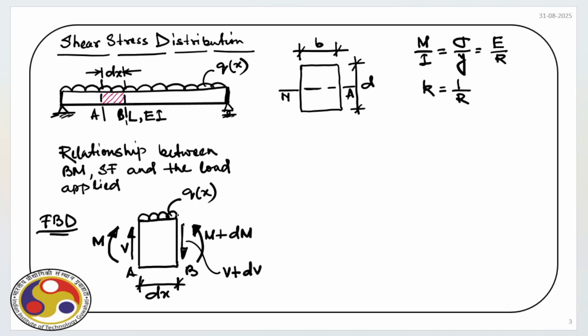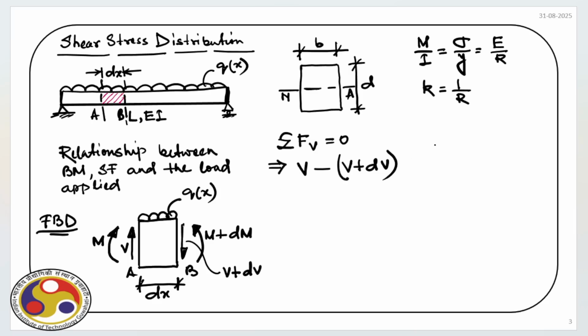Now we can satisfy the equilibrium condition. So let us first consider all the forces acting along the vertical direction and sum them up, and the summation will be equal to 0 because of the equilibrium along the vertical direction, right? So what are the vertical forces? On the left hand side, we have V. So it is going up. Let us consider upward positive. So V is plus, then minus, on the right face, we have V plus dV.